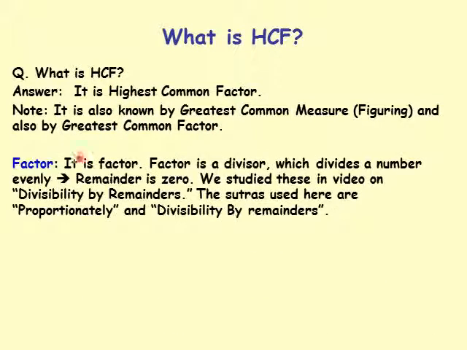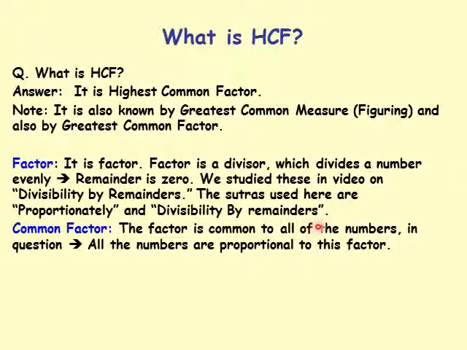Let's look at what it is. First is a factor, and a factor is also called a measure. A factor is a divisor which divides a number evenly. Evenly means the remainder is 0. We studied this in the video on divisibility by remainder. We use that property. The sutras used here are proportionality and divisibility by remainders. Let us continue.